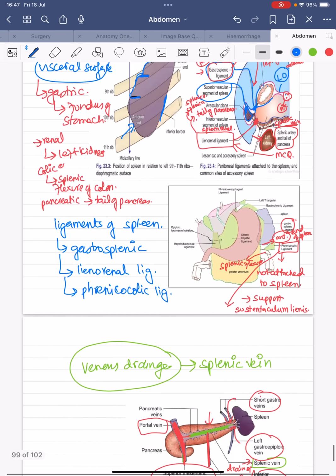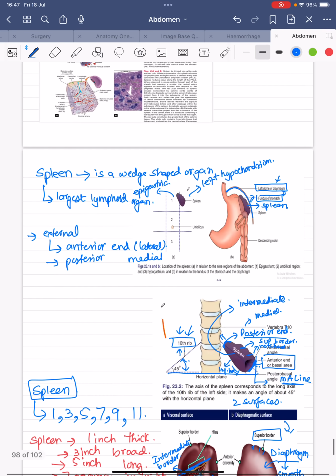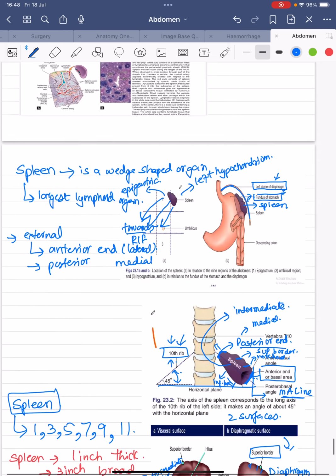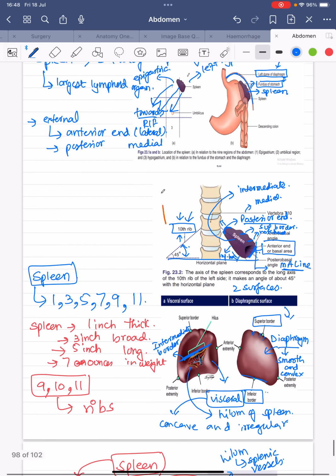One more important clinical correlation in relation to the spleen is splenomegaly. See in this diagram, this is your right iliac fossa. Whenever the spleen becomes enlarged, it will enlarge in this direction. Enlargement of the spleen is known as splenomegaly, and its enlargement will be towards the right iliac fossa. Clear to everyone? So these are some of the important points of the spleen which you must remember. I hope it is clear to all of you. Thank you.